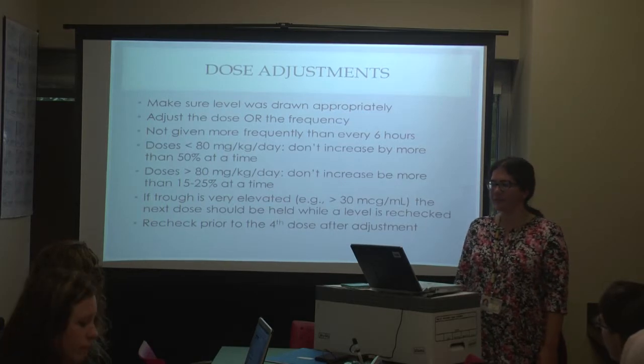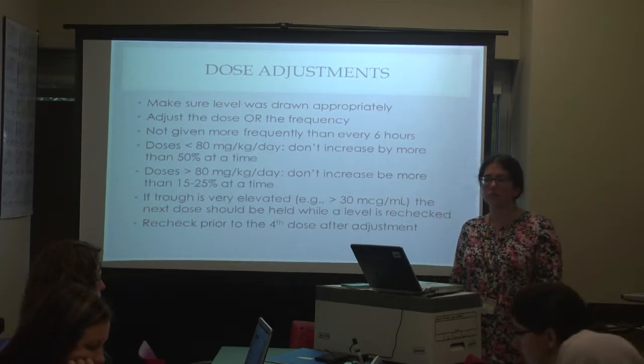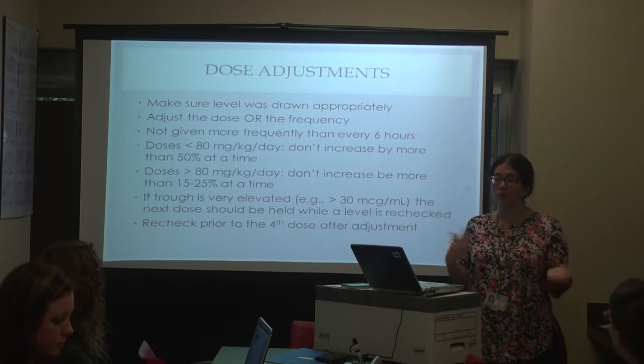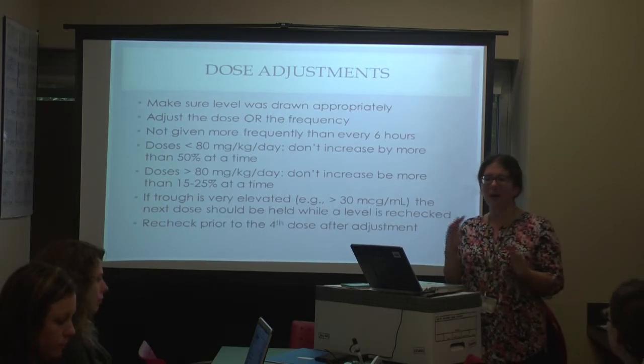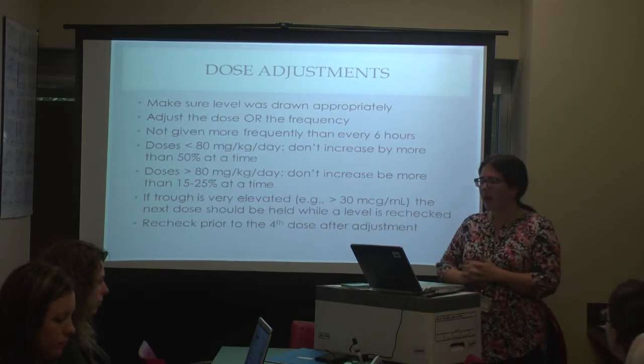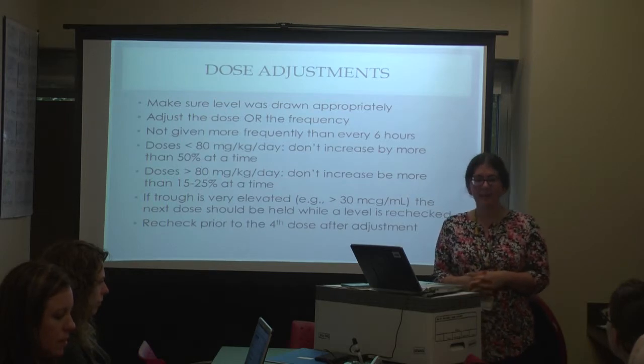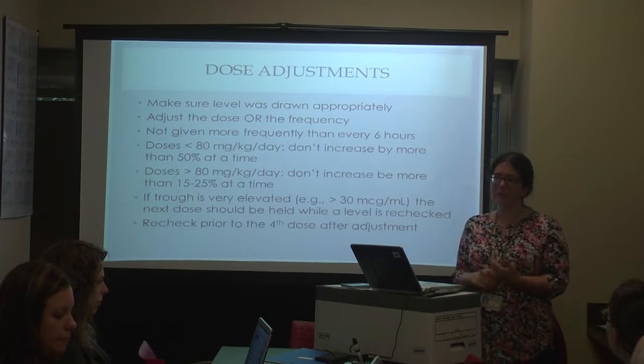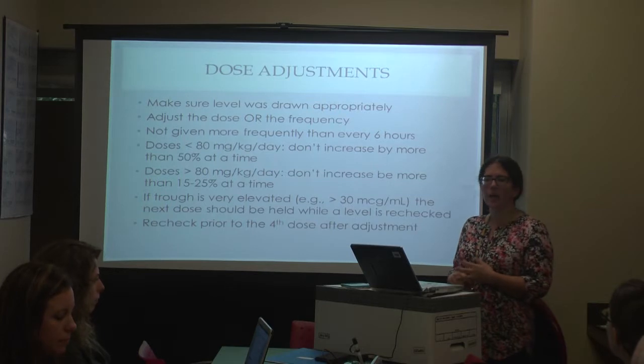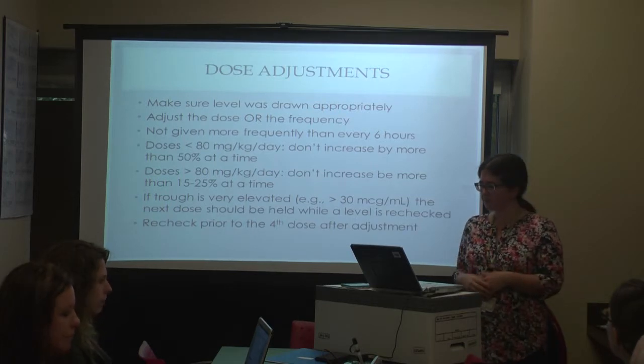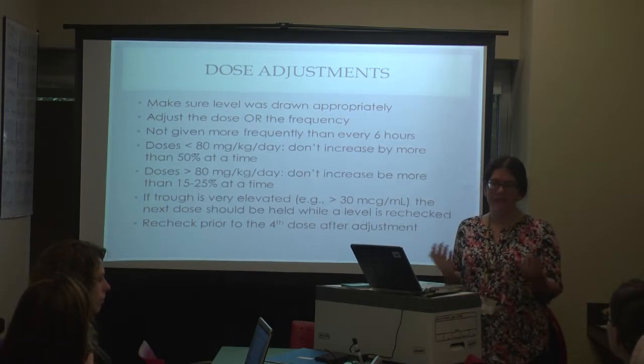So, dose adjustments. The first thing we want to do is make sure the level was drawn appropriately. So when the last dose of vancomycin was actually given, and what the time was between the dose and the level. And then after we decide that an adjustment is needed, we want to adjust either the dose or the frequency, but generally not both. We want to do one or the other. And we don't give more frequently than every 6 hours.